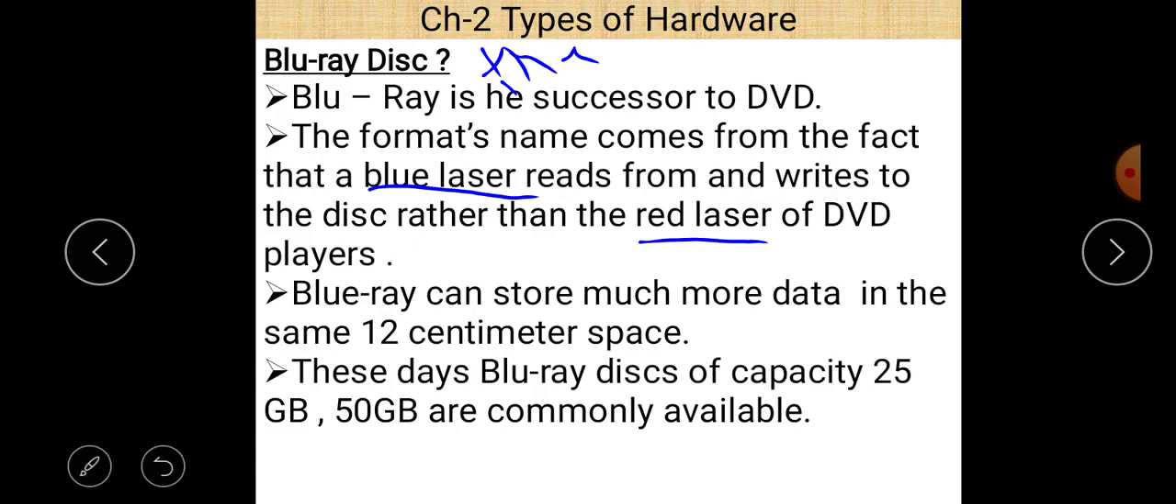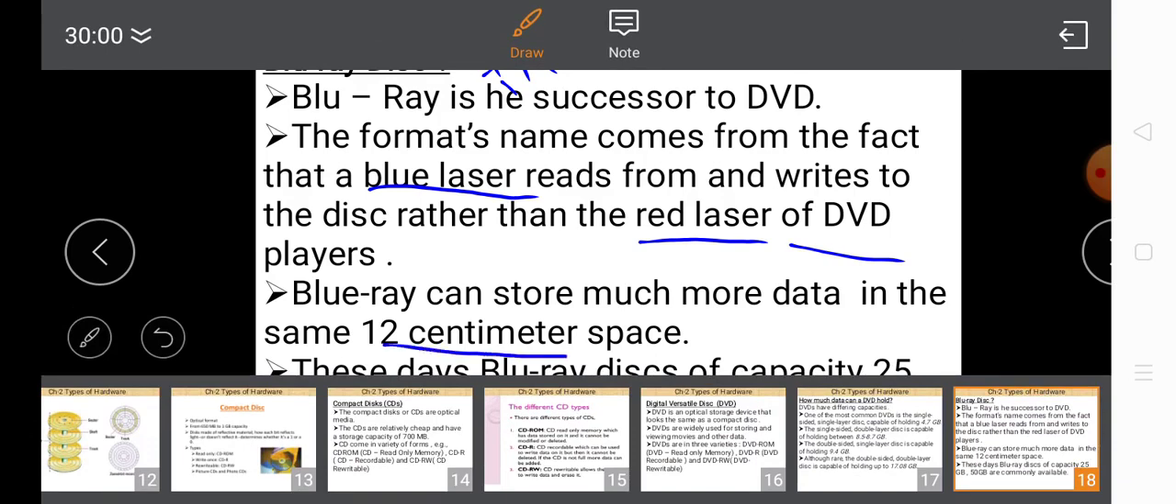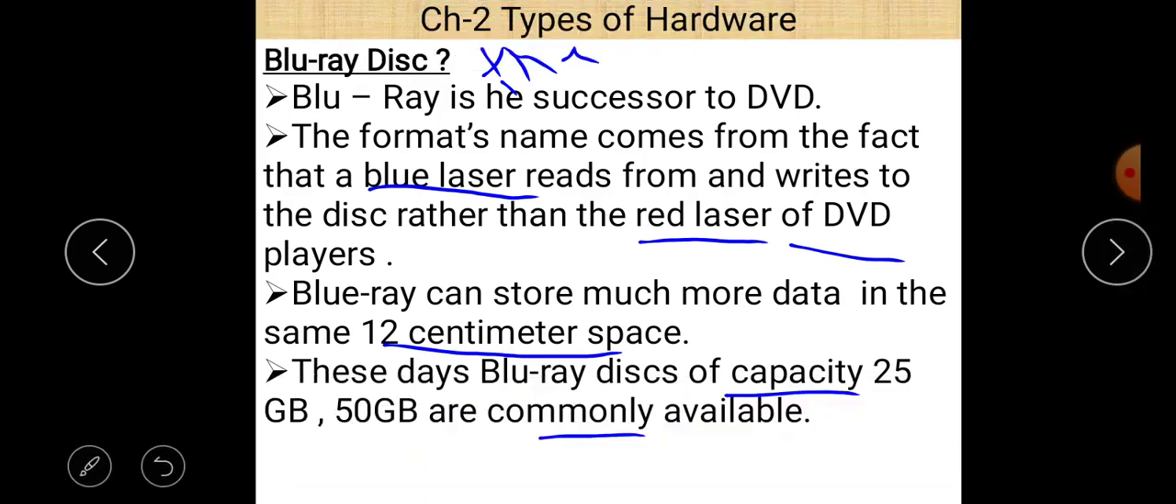So the basic difference is in terms of capacity. Blu-ray disc stores much more data as compared to the DVD, that's the first thing. As far as technology is concerned, a blue laser is used in Blu-ray disc while a red laser is used in DVD. And the size of both types of optical disc is the same, almost 12 centimeters. The density of the data is much higher in Blu-ray disc as compared to the digital versatile disc.